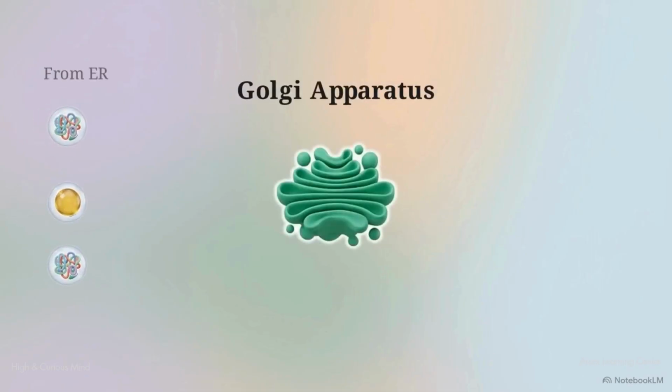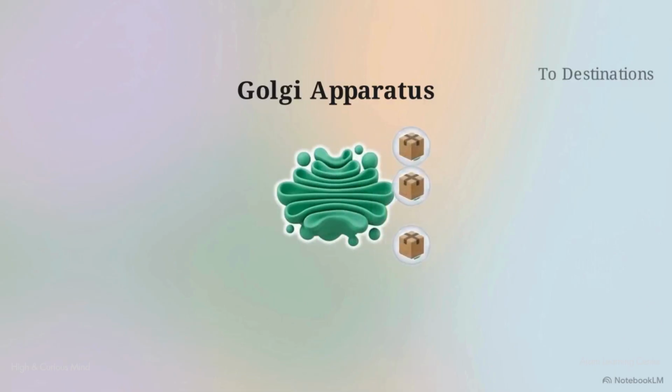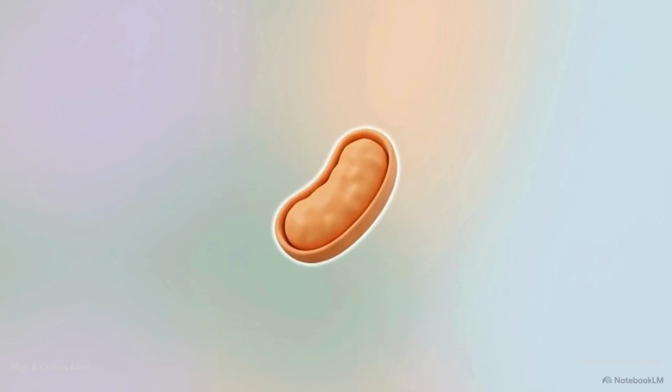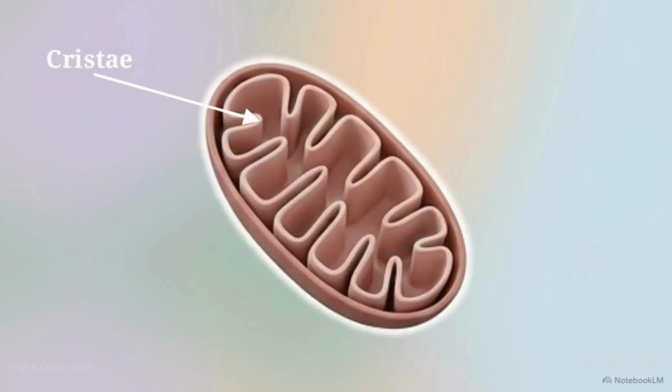Once raw proteins and lipids are built, they travel from the ER in transport vesicles to the Golgi apparatus, a series of flattened, sac-like structures. The Golgi functions as the cell's shipping center, modifying, sorting, and packaging molecules for delivery. All this manufacturing requires a constant power supply from the mitochondria. Inside, the inner membrane is folded into projections called cristae, increasing the surface area to maximize the conversion of glucose into ATP, the cell's energy currency.